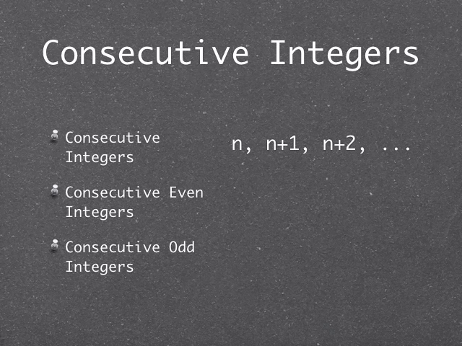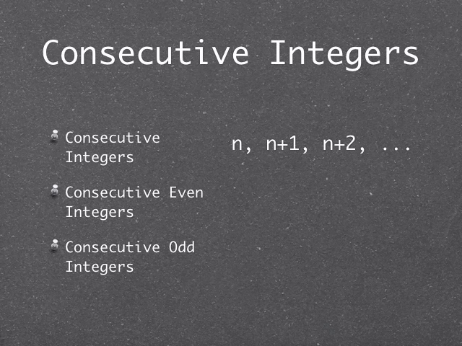But if the first one is n, the next one would be n plus 1, and the next one would be n plus 2, and the next one would be n plus 3, and you just list off as many as you'd need. So if you needed 10 consecutive integers, you'd have n plus 1, n plus 2, all the way up to n plus 9.